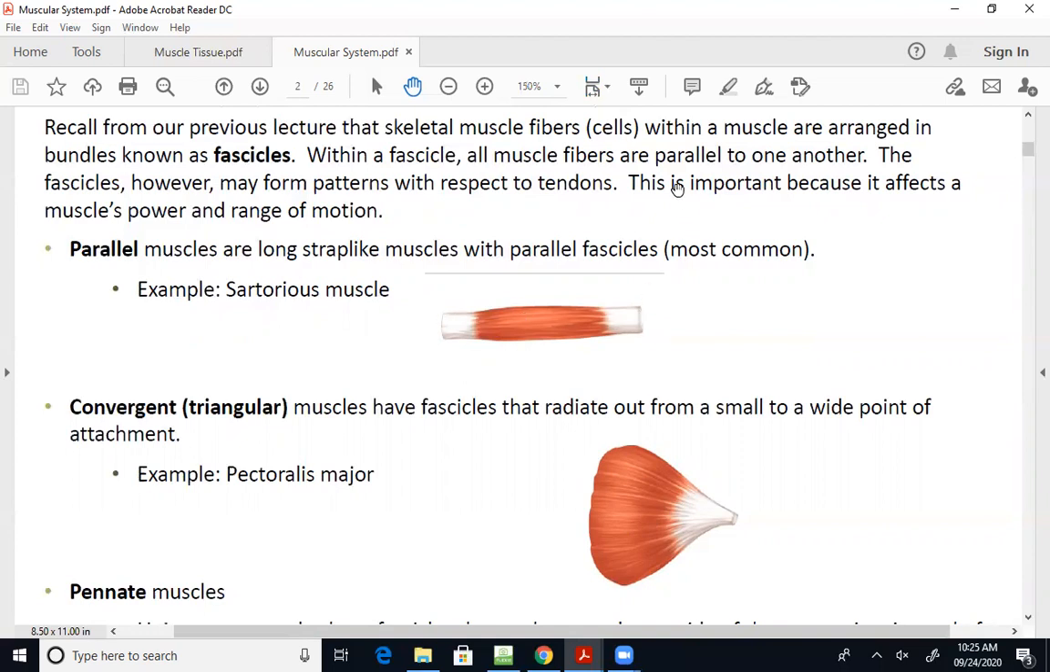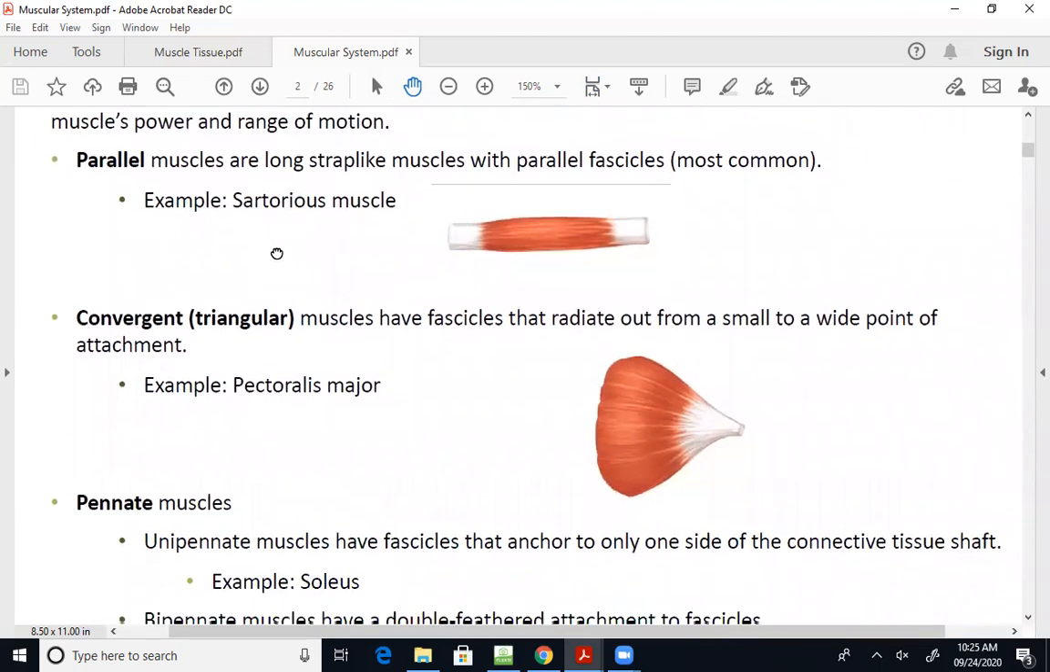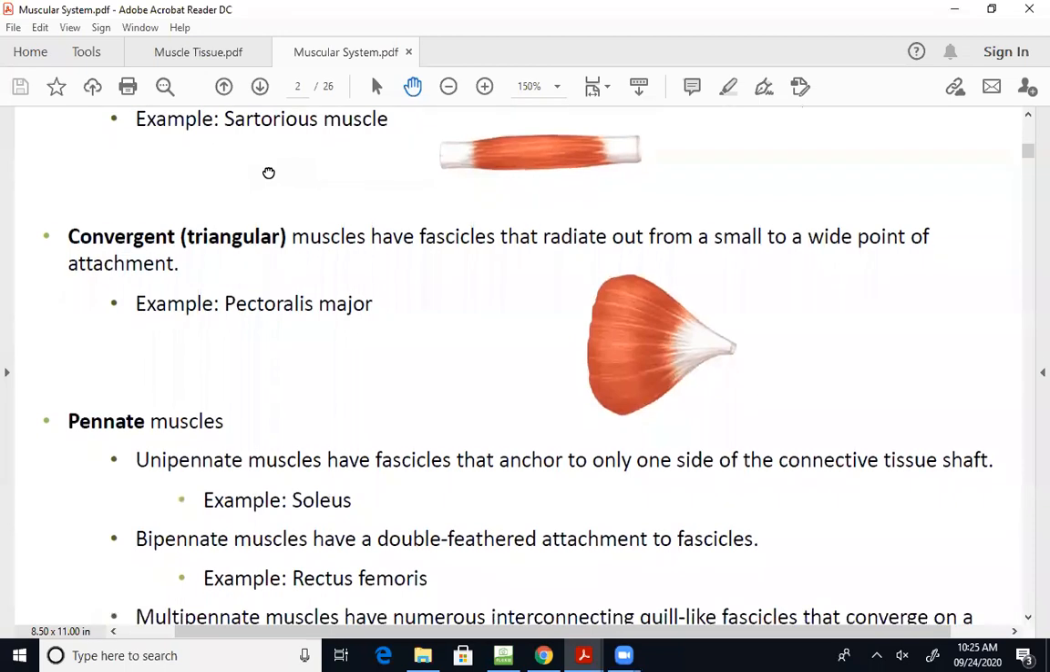And the importance of understanding the direction that these fascicles run is because it affects the muscle's power and range of motion. Now, our most common type of muscle, as it states here, are just parallel muscles. Like that brachioradialis that I was showing you in the picture, where essentially the width is uniform all the way across, and so all the fascicles are running parallel to one another. Example, sartorius, which is down in our thigh.